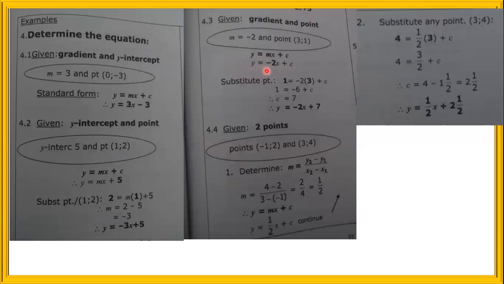So y is equal to minus 2, because that's the value of m, times x plus c. Now we need to find what c is. Remember, c is the y-intercept, so we need to find the value of c. It's easy to do that because you have a point. So you can easily substitute in the value of y as 1 and the value of x as 3.